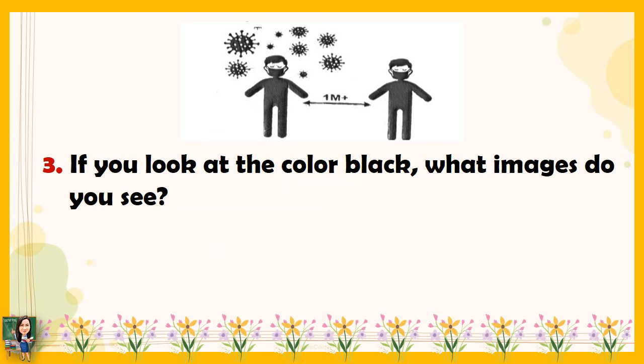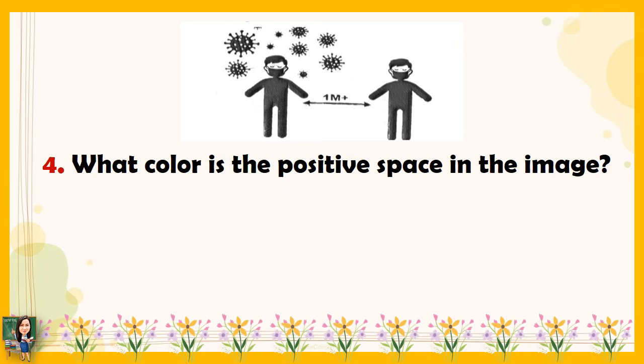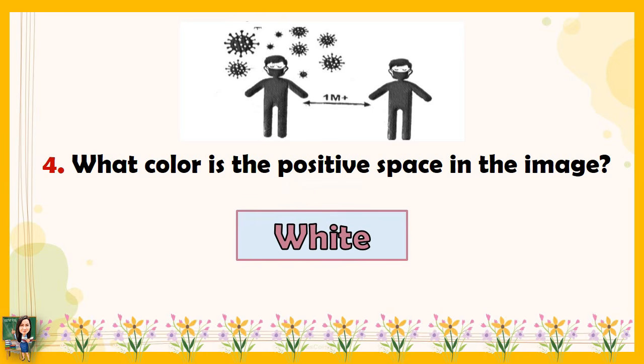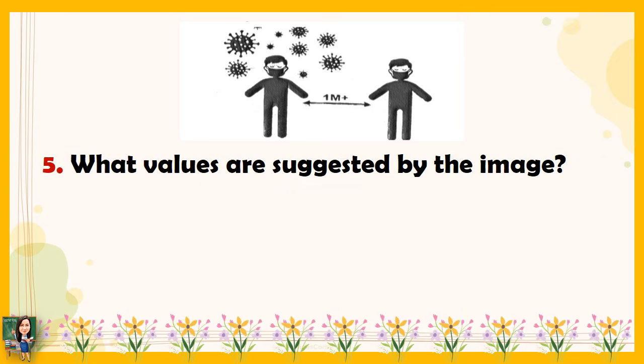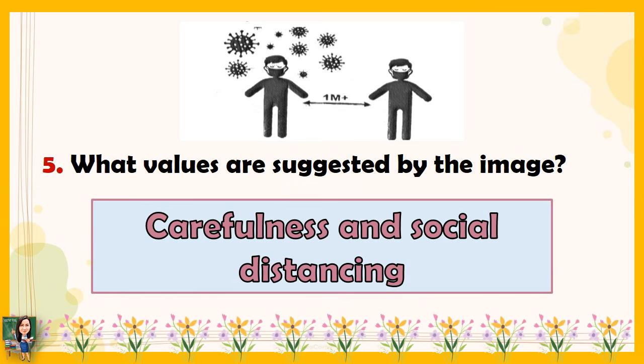Number 3. If you look at the color black, what images do you see? Very good. 2 boys, coronavirus image, and arrow. Number 4. What color is the positive space in the image? Very good. White. And for number 5, what values are suggested by the image? Very good. The values that are suggested by the image are carefulness and social distancing.